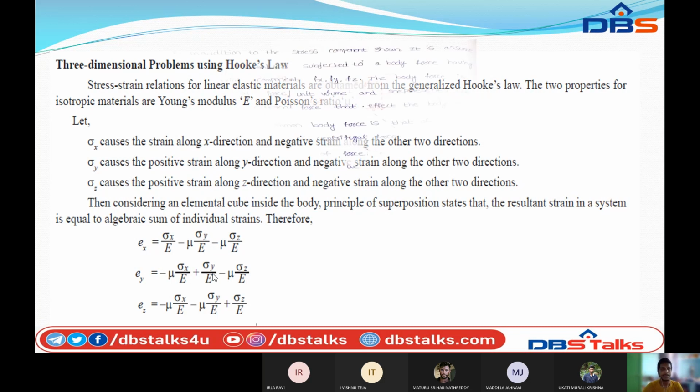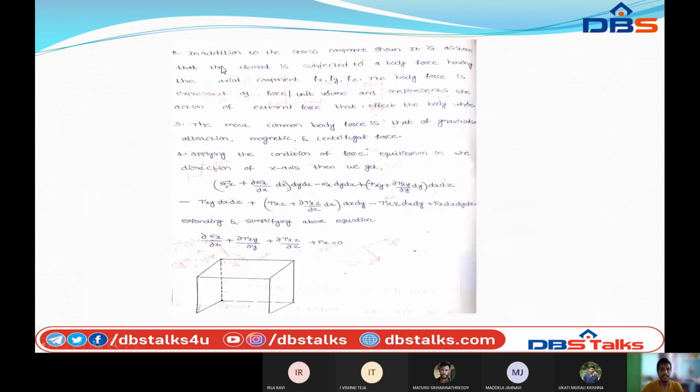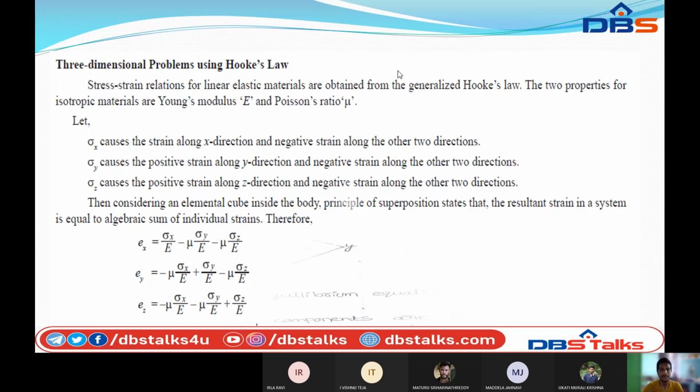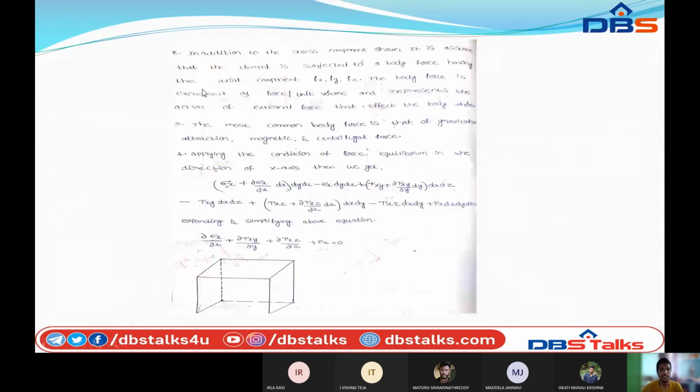After that, in addition to the stress components shown in this figure, having body forces of axial components Fx, Fy, Fz, the forces acting in x, y, z directions, the body force is expressed as force per unit volume. You already know that stress is force per unit area. In this, I am taking the forces as force per unit volume, representative of external forces.